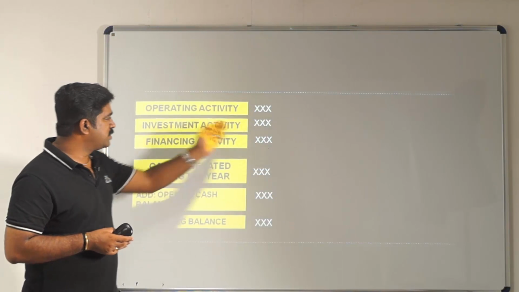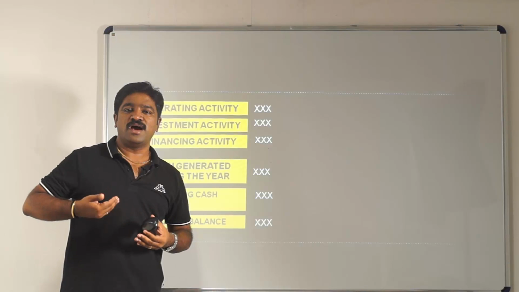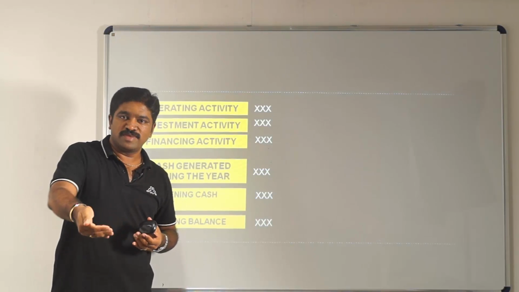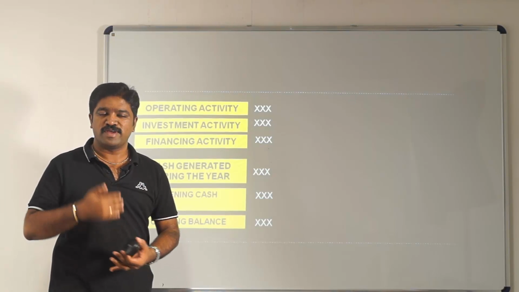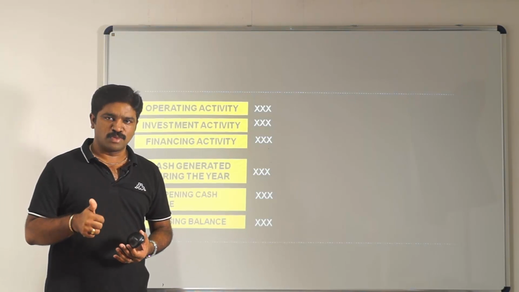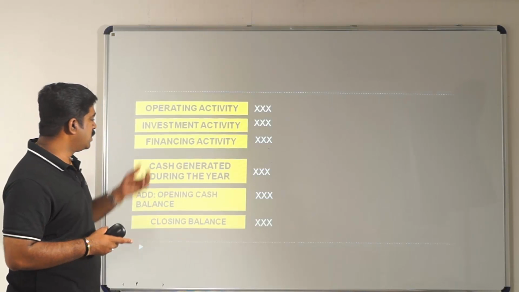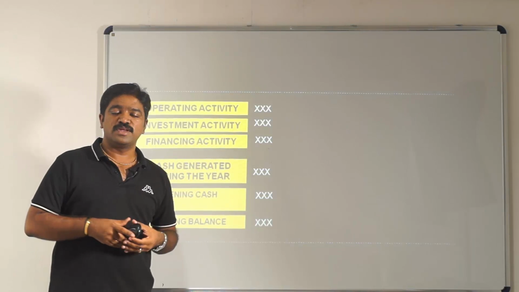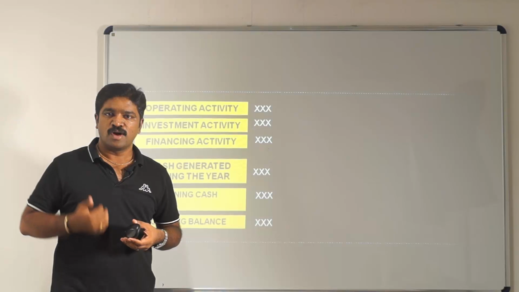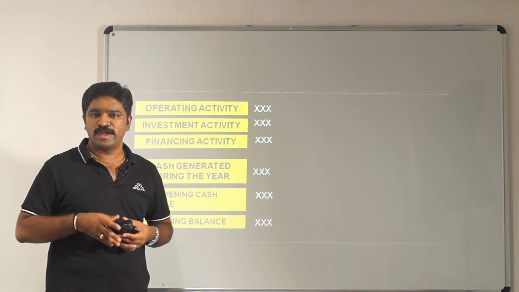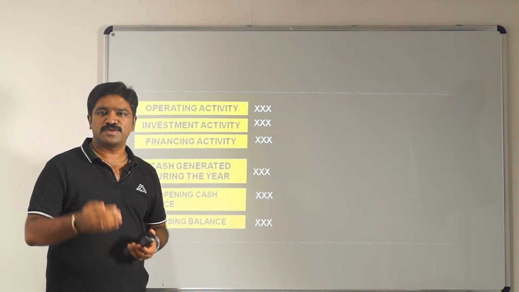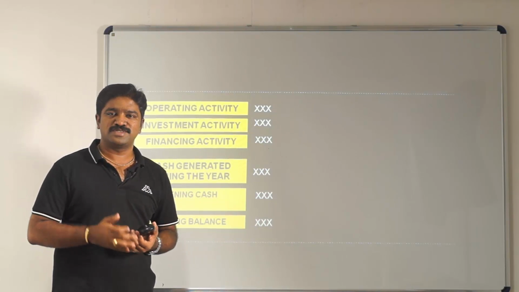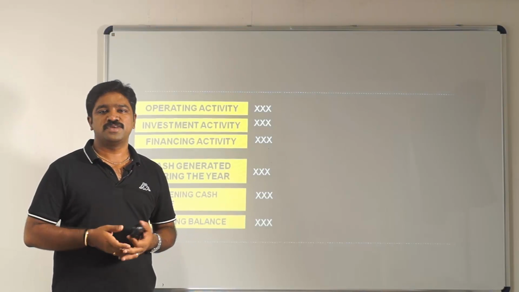Then investment activity, we get to know whether we are investing too much or whether we are getting any returns, or continuously whether we are getting positive inflows by way of selling the investment, then that's not a good sign. So all those hints you will get. Then financing activity, whether you are continuously raising funds or whether you are in a position to repay, all those things you get to know by looking at the cash flow statement. So in the subsequent sessions, we'll be analyzing the cash flow statement and we'll get a complete picture out of it.